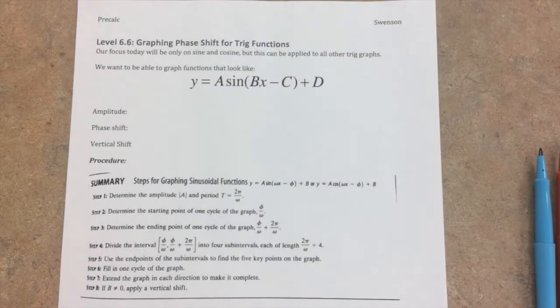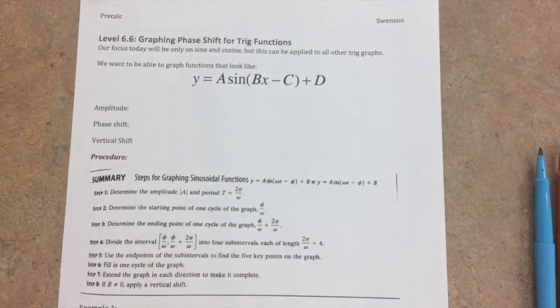So we have saved level 6.6 for the end, which is kind of fun because now we get to incorporate two other things. So not just finding the amplitude and the period, but we're also going to be talking about things related to the phase shift, so shifting it left to right, and a vertical shift, so moving it up and down.